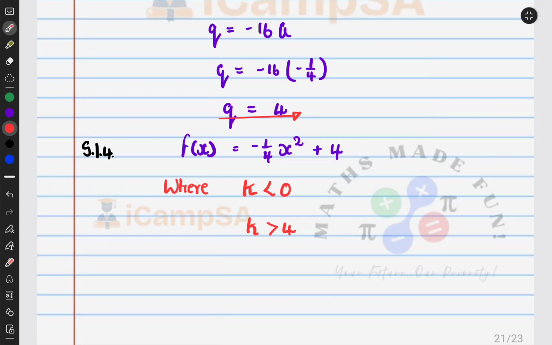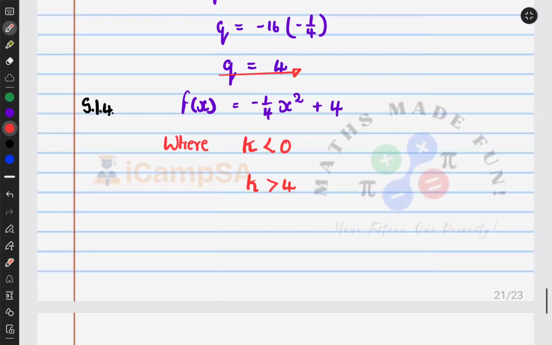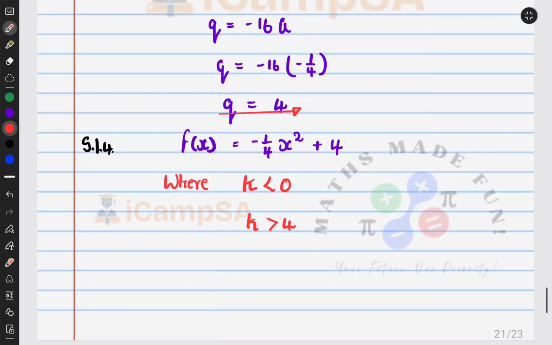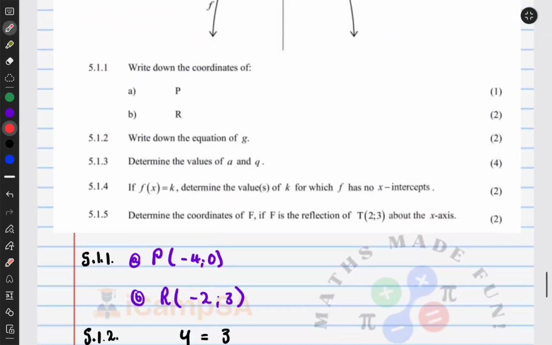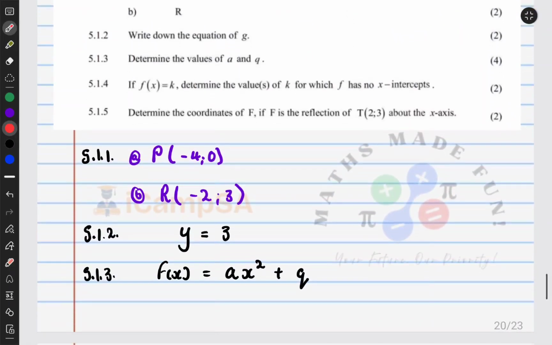K is greater than 4. Say k was 5. We're going to have 5 minus 4, where k is greater than 4. 5 minus 4 will be -1. Okay, we'll have no real root. So it's for those two conditions that f of x will have no x-intercept, it will have no real root.